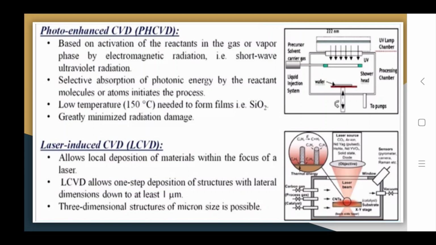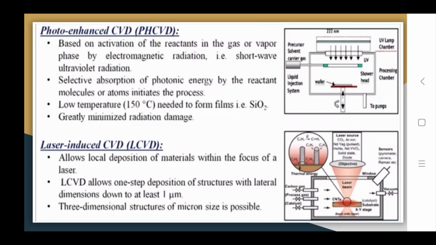Let us begin with the next, photo enhanced CVD, or in short PHCVD, process. It is based on activation of the reactants in the gas or vapor phase by electromagnetic radiation, short wave ultraviolet radiation. Generally, selective absorption of photonic energy by the reactant molecules or atoms initiates the process, and a low temperature, generally 150 degrees centigrade, is needed to form films like silicon dioxide, greatly minimizing radiation damage. Here you can see that we are using a UV lamp chamber from where we generate the UV source.